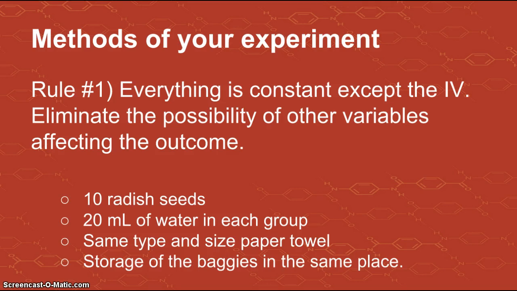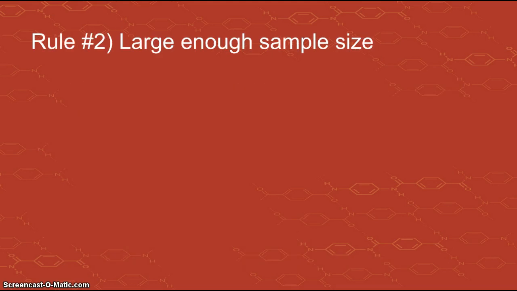For example, if we look at the impact of fertilizer on the germination of radish seeds, we want to use the same number of radish seeds, the same amount of water in each group. We want to wrap the seeds in the same size and type of paper towel. And we want to store the bags in the same environment, same amount of light, same temperature, same humidity, so that the only variable that is different between the two groups is the fertilizer.